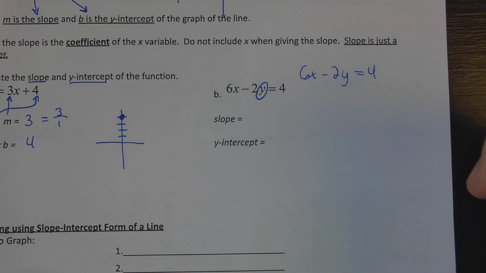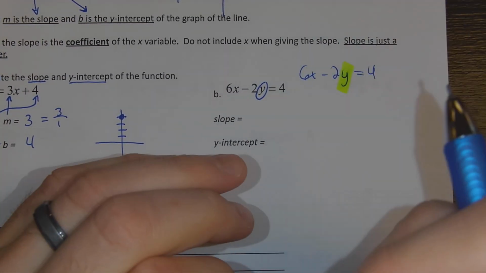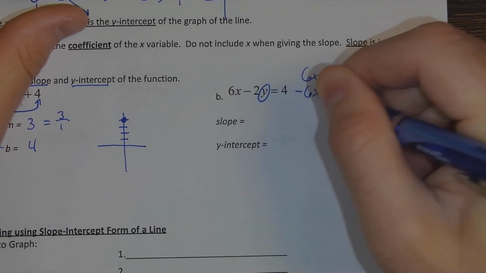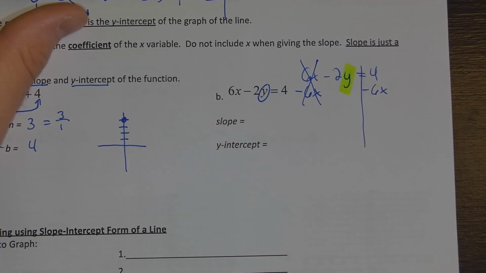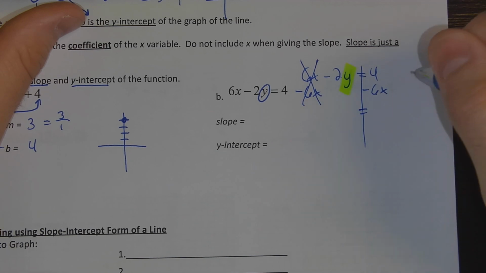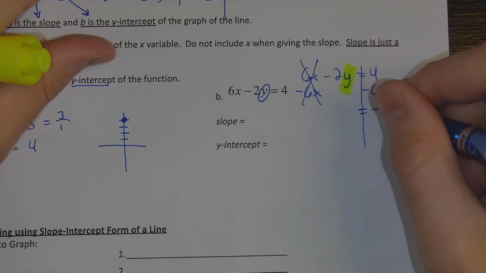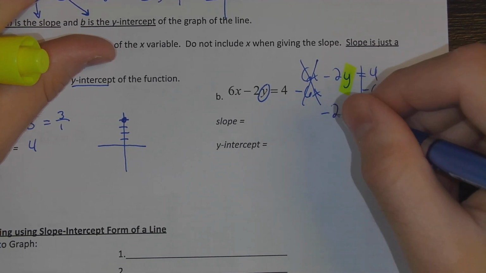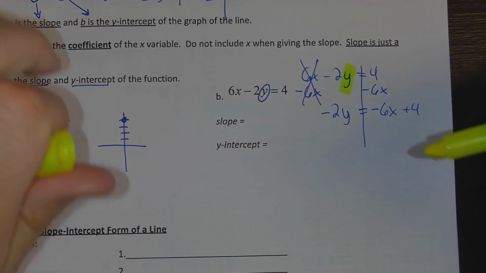I want to isolate the y. So my first step is going to be to subtract 6x from both sides. That cancels it out to 0 on the left side. On the right side, these are not like terms. So I don't want anybody writing down negative 2x. This is simply going to be negative 6x plus 4. Bring down the negative 2y that you haven't done anything with yet. Still solving for y.